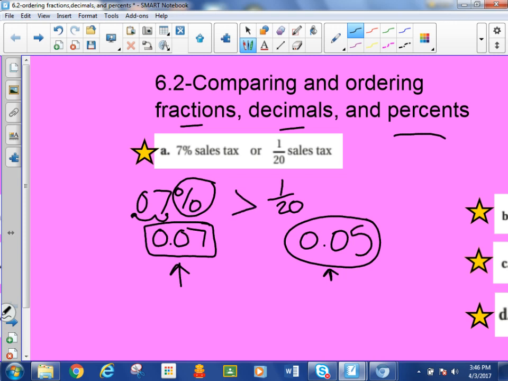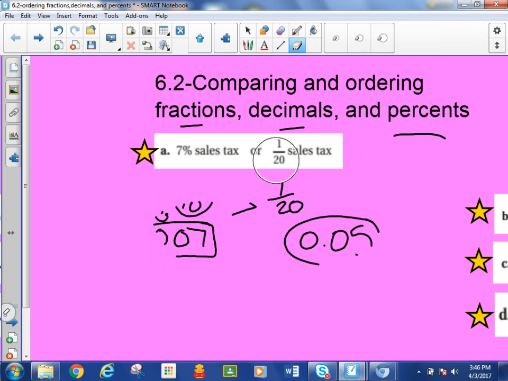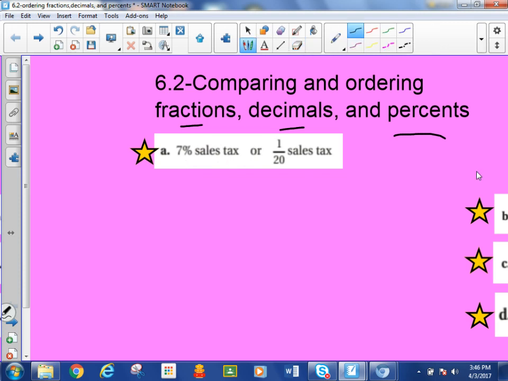So, which would make my 7% greater. Okay? So let's carry on. And it's not always that we would have to put them into a decimal, but sometimes it is just easier.